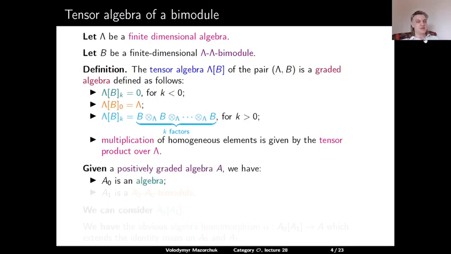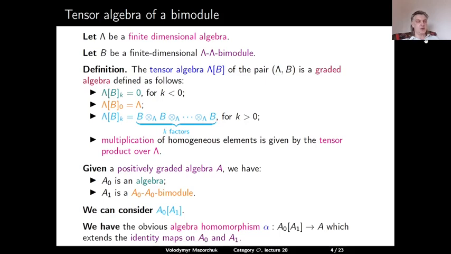Given a positively graded algebra A, the degree 0 component of A is an algebra, and the degree 1 component of A is of course an A_0-A_0 bimodule. Therefore, we can consider the tensor algebra T_{A_0}(A_1), which is a tensor algebra of the A_0-A_0 bimodule A_1. And we have the obvious algebra homomorphism alpha from this tensor algebra to the original algebra A, which extends the identity maps on both A_0 and A_1.